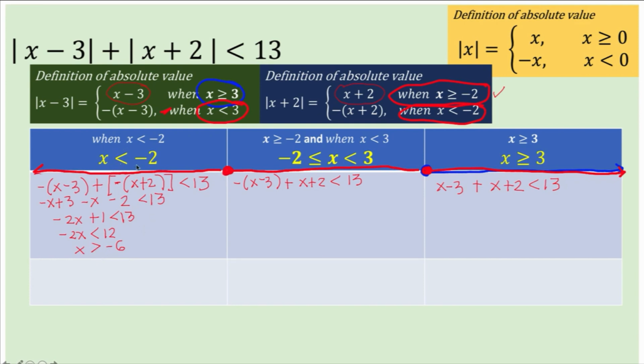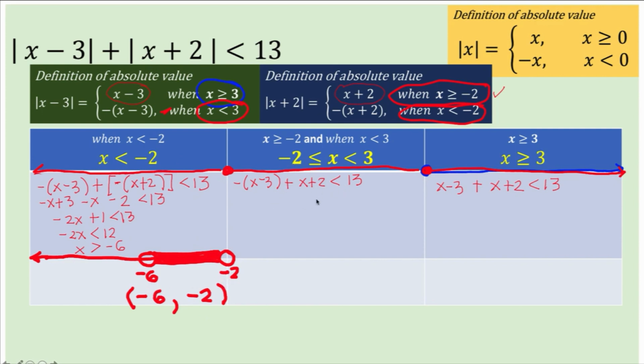The condition is x less than -2. So let's put here the -2. X is less than, so it's an open interval going to the left. That's the condition. But our solution set is x greater than -6. So somewhere here, we have an open interval for -6, and it's going to the right. We're going to get the intersection of the condition and the solution set at this interval. And so we now have this interval from -6, open interval, up to -2, open interval. So the solution set for this part is from -6 to -2.